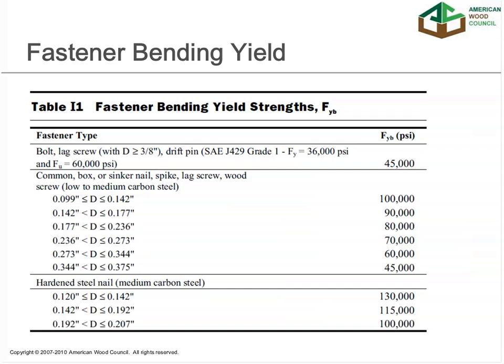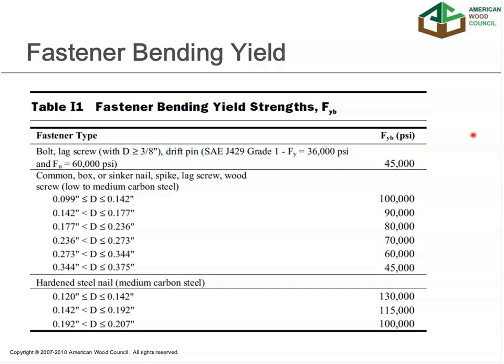So we're going to start into a discussion of connection design for the yield equations in the NDS. And to do that, we want to give a little background on the capacities, the material properties that are required to use those yield limit equations. The first of those is the fastener bending yield strength, and that's more or less the moment capacity of the fastener. And we tabulate those in Appendix I, as in India, at the back of the NDS.